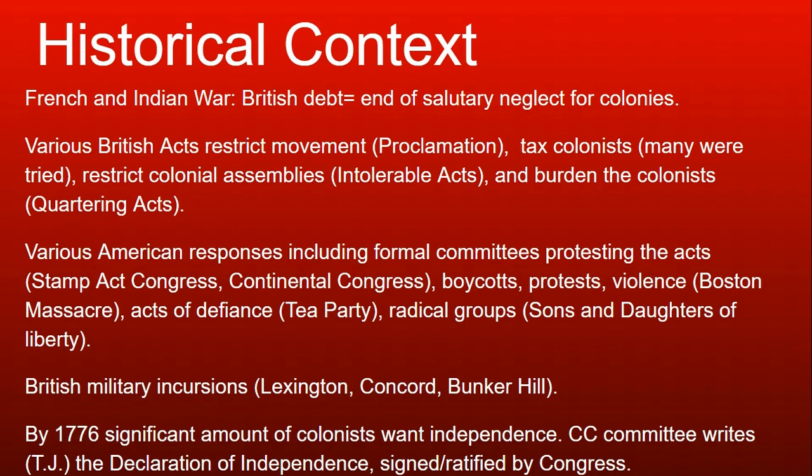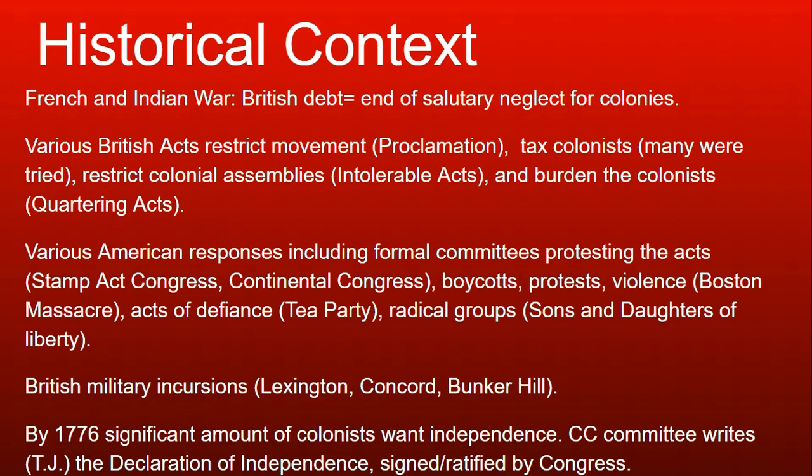Then an exasperated British Parliament and King passed more heavy-handed acts, like the so-called Intolerable Acts, and restricted colonial assemblies and burdened the colonists with quartering of British soldiers. There were many American responses over this time period to these British acts, including formal colonial committees protesting the acts, like the Stamp Act Congress and Continental Congress. Citizens themselves also organized boycotts and protests, one of which turned violent and was dubbed the Boston Massacre. There were more overt acts of defiance, like the Boston Tea Party, and radical groups sprung up, like the Sons and Daughters of Liberty, and they caused all sorts of mischief.